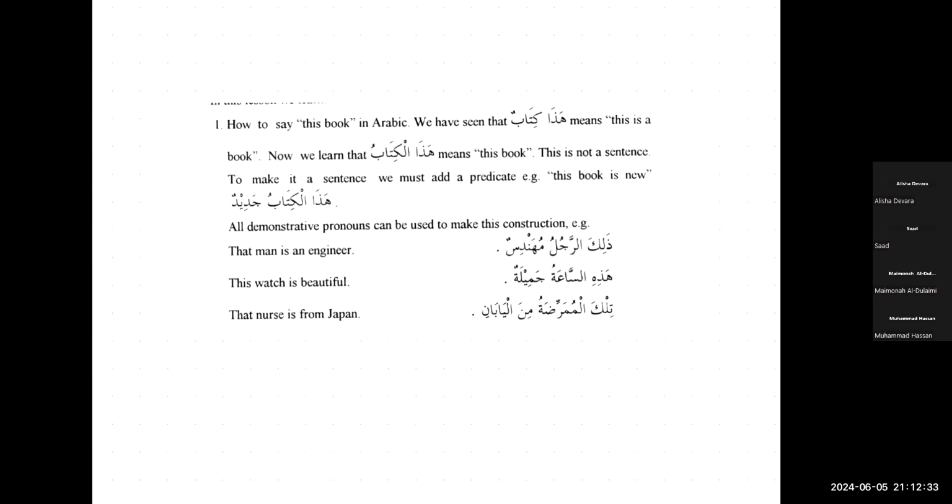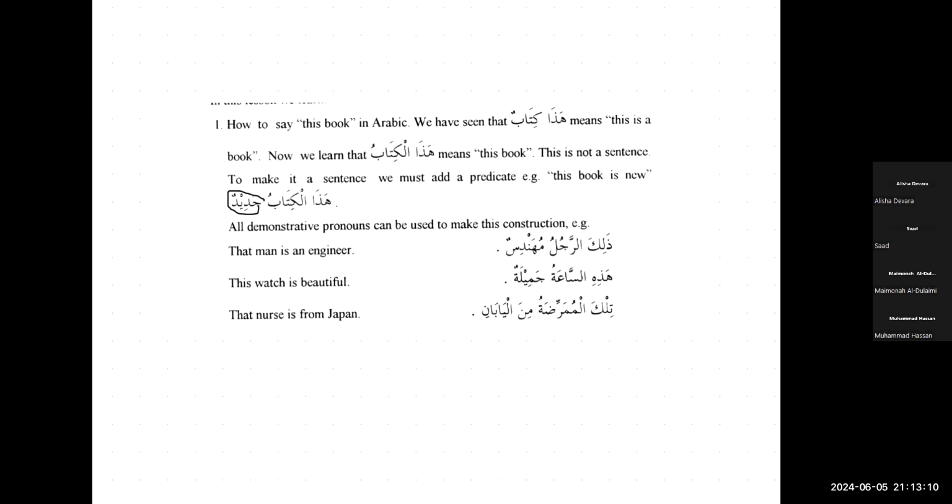So over here, we're going to say ذلك الرجل مهندس. That man is an engineer. Over here, we said هذا الكتاب جديد. This book is new. So you have to understand, keep in mind, one thing we're not doing is putting alif lam on the second word. We're putting alif lam on the first word, and the second word is just describing it. And it makes a difference in understanding.